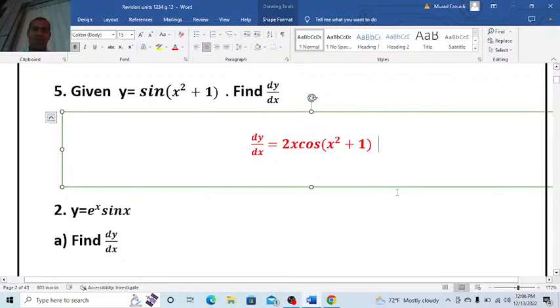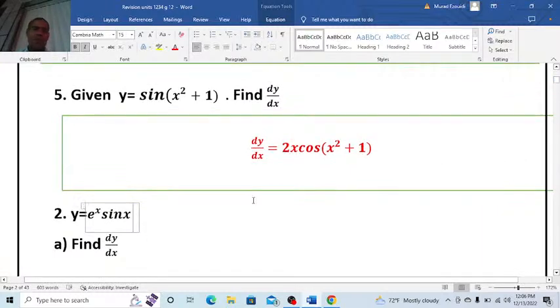Now for the next one, we have y equals exponential of x times sine of x. Now the question is that, I will press enter if it is possible, or I will just come here and start solving the question.